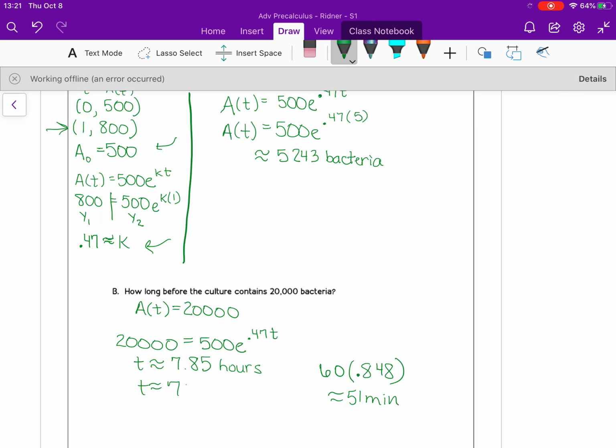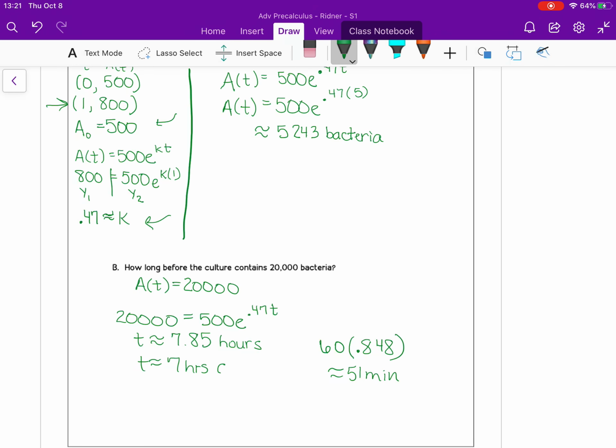So t is approximately 7 hours and 51 minutes. So recap, after 7 hours and 51 minutes, there will be approximately 20,000 bacteria.